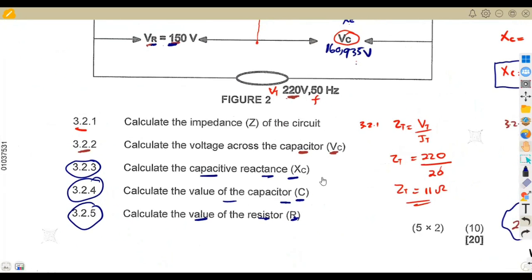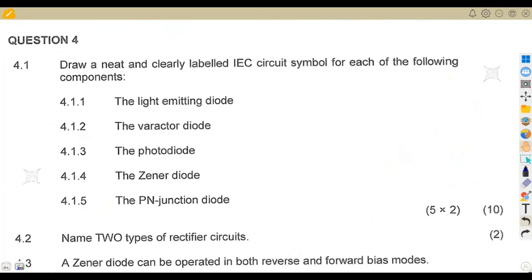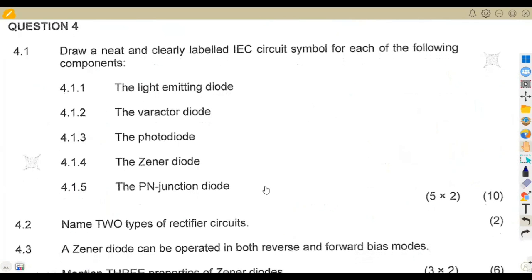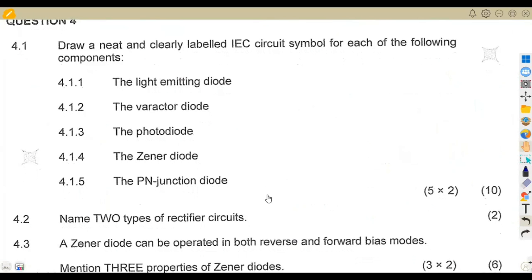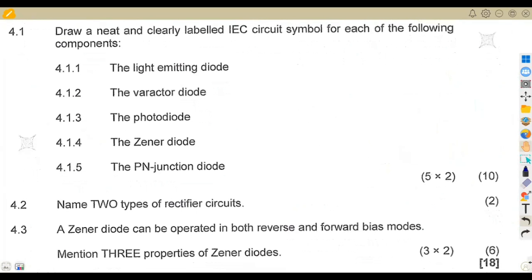Question 3, 20 marks for that again. So let us check the other part of our question, which is now question 4. Draw neat and clearly labeled IEC circuit symbols for each of the following components. This time I'm just going to draw, guys. I don't have an option. All right, so we've got the light emitting diode, which is our LED in this case.